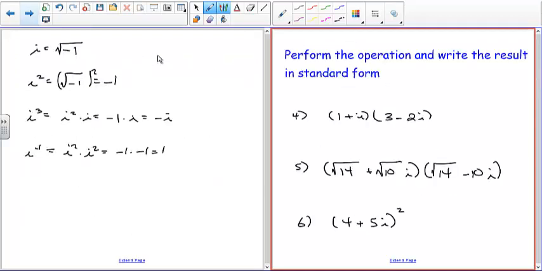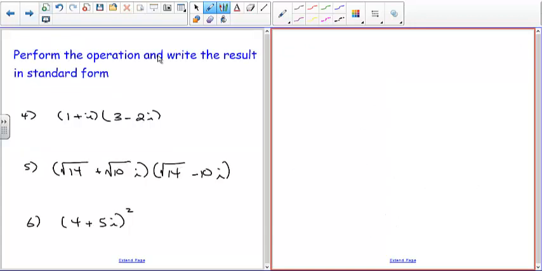Okay, next group. So these are multiplications. So it's like FOIL. So you do first, outer, inner, last. So if you do, I'm just going to write it out. So you're going to have 1 times 3. So that's first. Outer is going to be 1 times -2i. Inner is going to be i times 3. And last is going to be i times -2i.